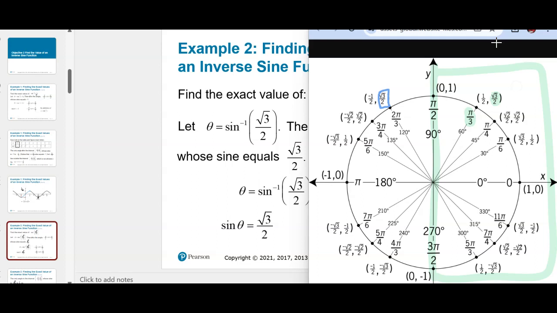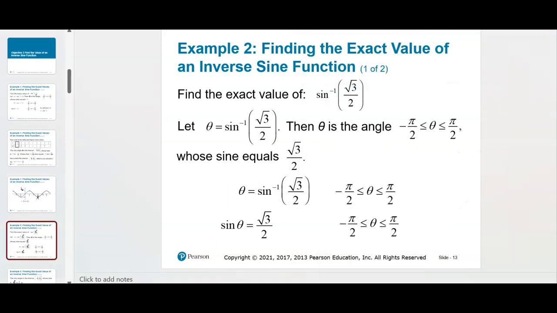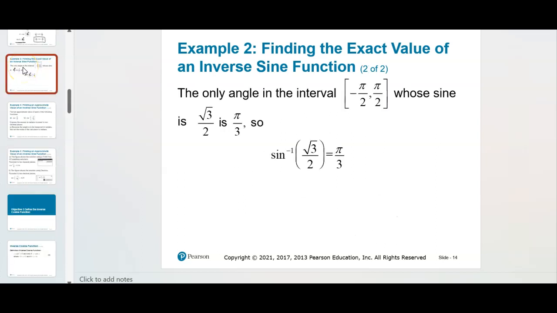Okay, once again, there's the square root of 3 over 2 for the y coordinate. So the sine is the square root of 3 over 2. But that angle is not in quadrant 1 nor in quadrant 4, so it can't be the one I'm looking for. So we have to make sure that we understand that restriction to quadrant 1 and quadrant 4 that happened. All right, so there is the question we're asking, but that angle has to be in that range. So once again, that's why it's pi over 3 here.